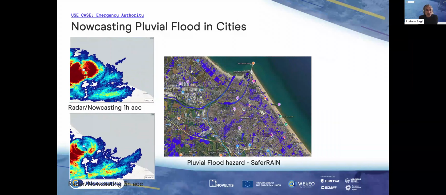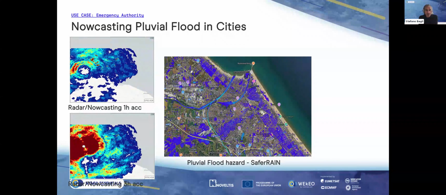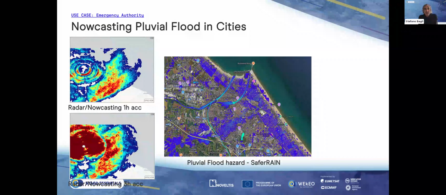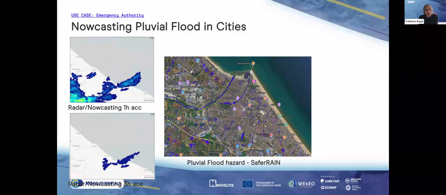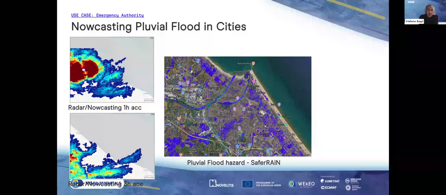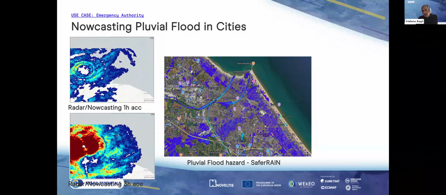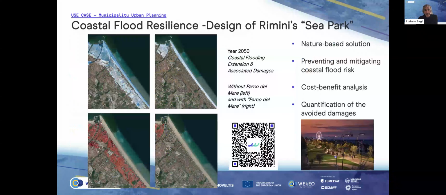This is one of the applications that we are using together with the civil protection here in Emilia-Romagna. It is more related to nowcasting, so the capability to run real-time simulations of flood events related to pluvial floods. This is a water bomb occurring here in Rimini. So we have the capability to feed in real time radar datasets or a weather forecast engine and transform them into a flooded area.